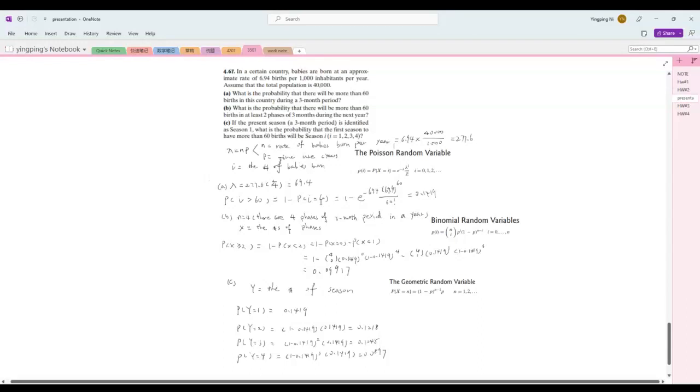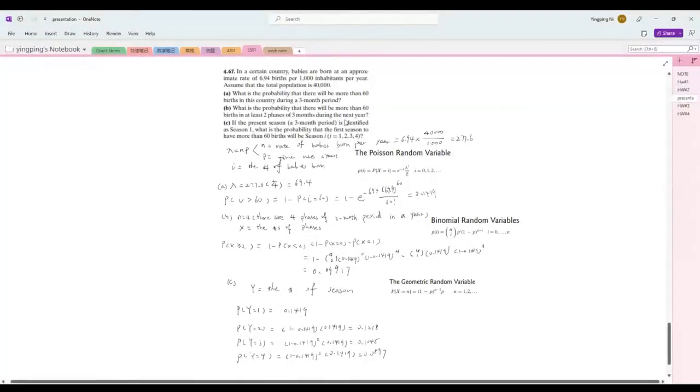Just hold on a second. So everyone understands why it's 1/4, right? Because question A said a 3-month period, so each quarter, the 4 quarters. Okay, so 1 minus the probability of i equal to 60. So the answer is 0.1419.